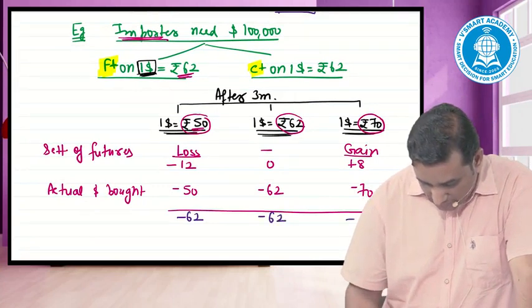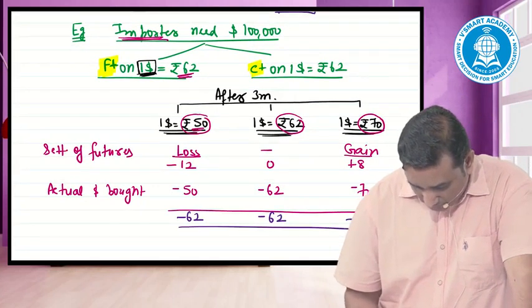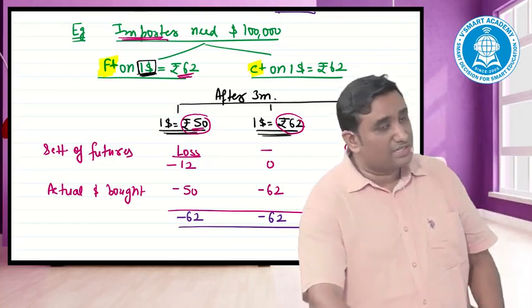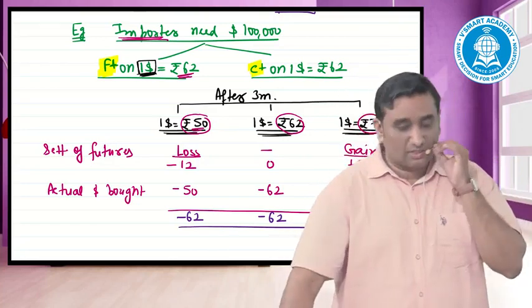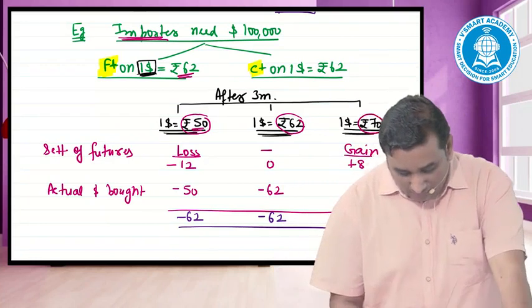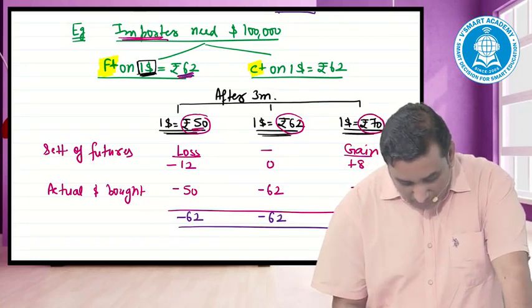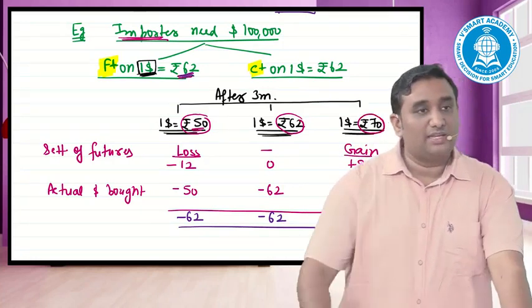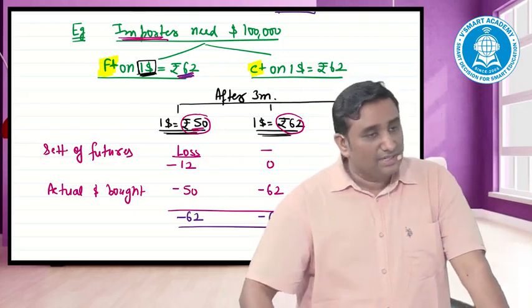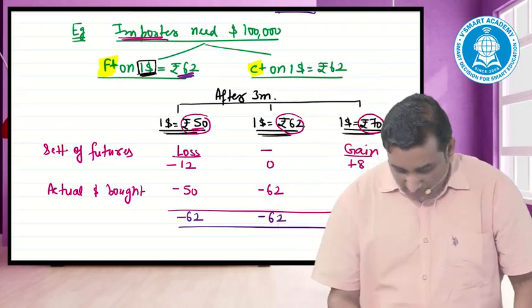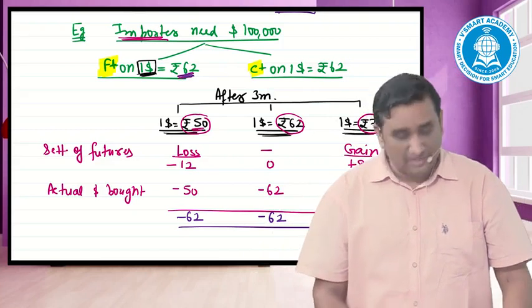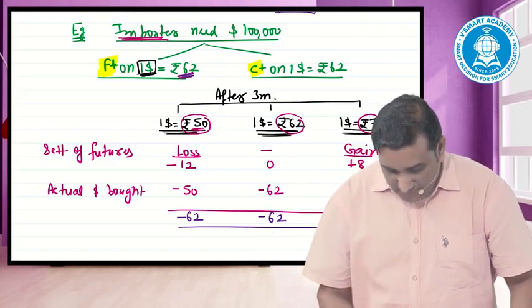Now try to analyze: in all three cases, no matter what the rate becomes, your rate is frozen at 62. Understand the objective of the derivative. A derivative is a hedging contract that has made sure that if the contract promised you the dollar at 62, and by chance the rate increases, the extra amount is compensated by the futures market. My net costing will freeze at 62.